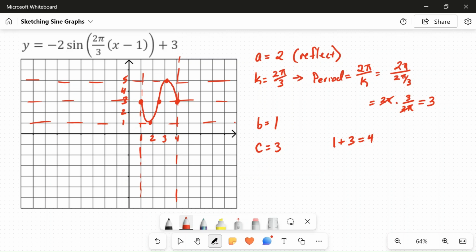Okay. So again, we just have to remember when we have that negative out front, the 3 points on the midline stay the same. You just have to flip where the min and the max are going to be. Okay, you do the minimum first, then the maximum.